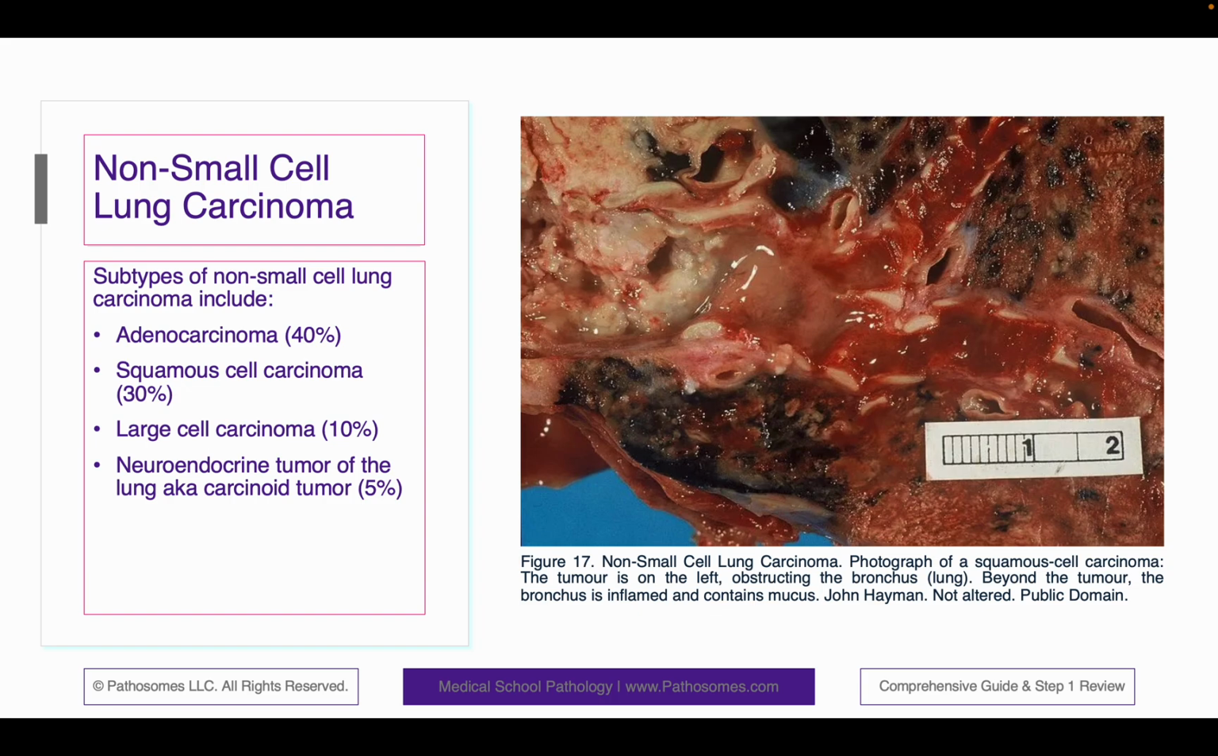Subtypes of non-small cell lung carcinoma that you definitely must know about include adenocarcinoma. It will look glandular, okay? Squamous cell carcinoma, right? It'll look squamoid. Large cell carcinoma at the microscopic level has large cells. And neuroendocrine tumor, aka a carcinoid tumor. Now that has a very unique histologic finding called salt and pepper chromatin. You'll definitely see it, so I'm going to be sure to point that out for you later on.